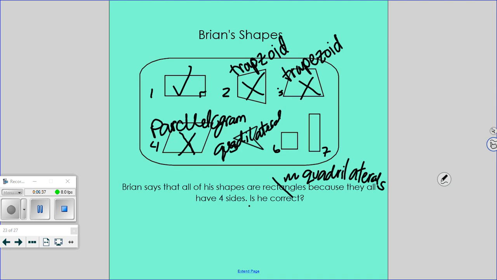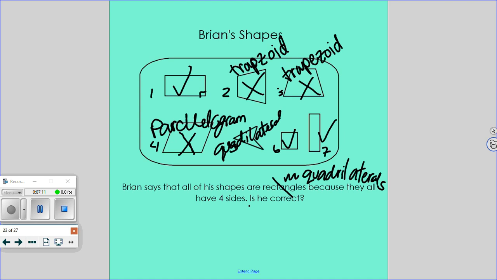What about shape number 6? Is it a rectangle? No. Look at your notes. Does it follow all the rules? Because if it follows all the rules, it is that shape. Grayson, does number 6 follow all the rules? Yes. So is shape number 6 also called a rectangle? Yes, it is. That will work. And then, everyone, what is number 7? A rectangle. Okay.